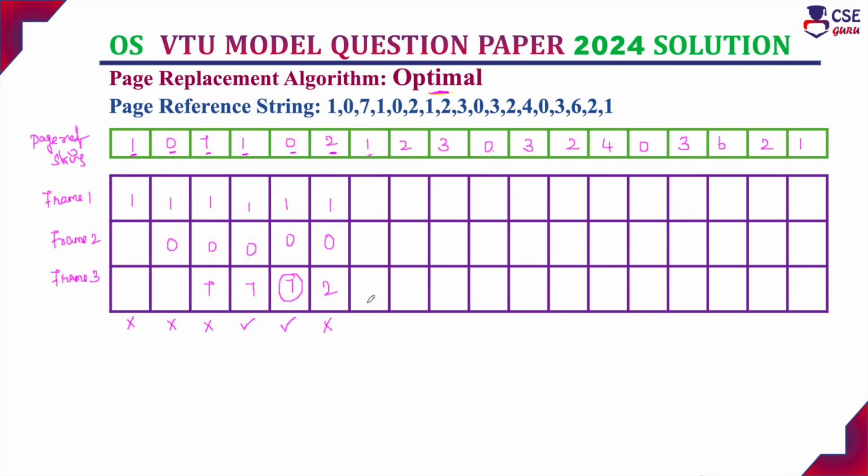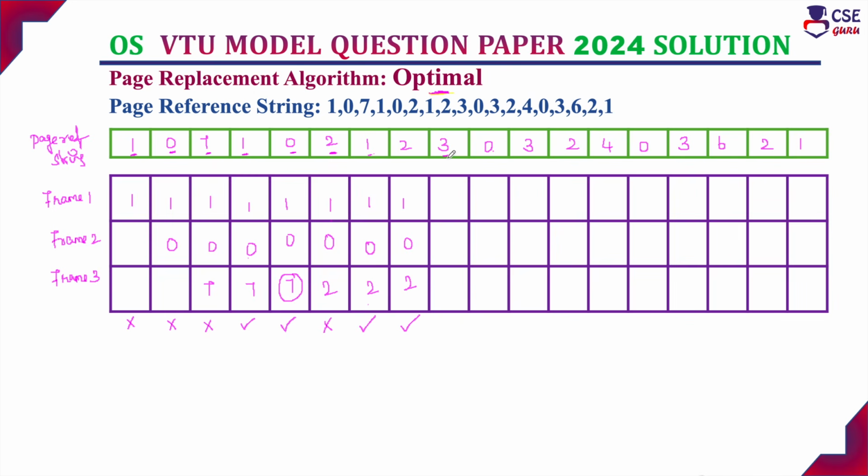1 it is available, this will be considered as a page hit. So no need to swap in or swap out. That process is not required. Next reference is page 2, that is also available. It will be considered as a page hit. So 102.